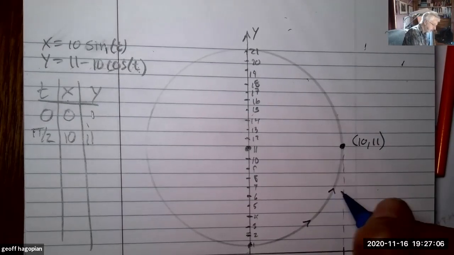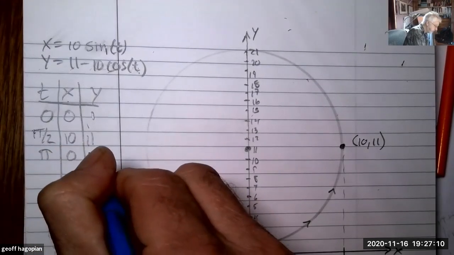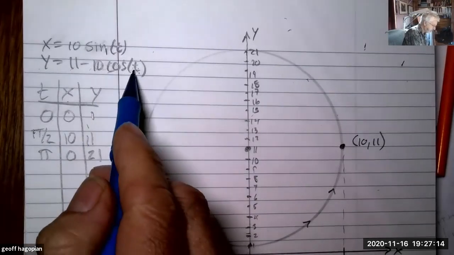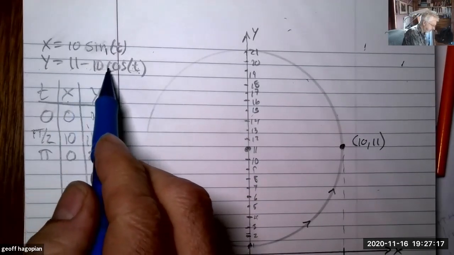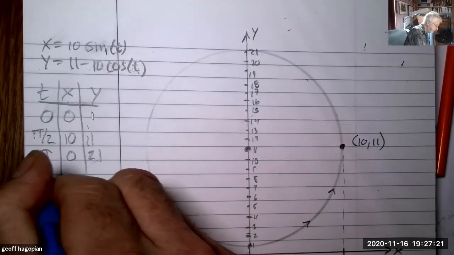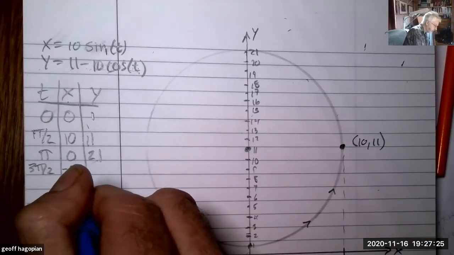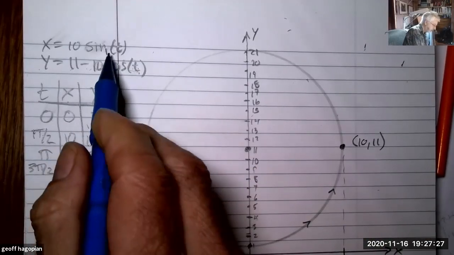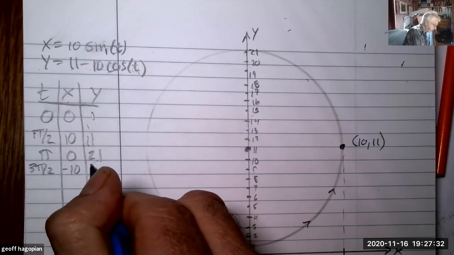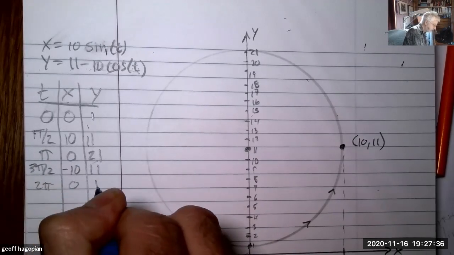counterclockwise. So you can see when t equals pi, we'll be at 0, 21, right? Why? Well, cosine of pi is -1, so 11 minus -10 is 21, right? 3 pi over 2 will take us back in the negative direction here. Sine of 3 pi over 2 is -1, so this will be -10. And this will be 11. And then at 2 pi, we're back to where we started.